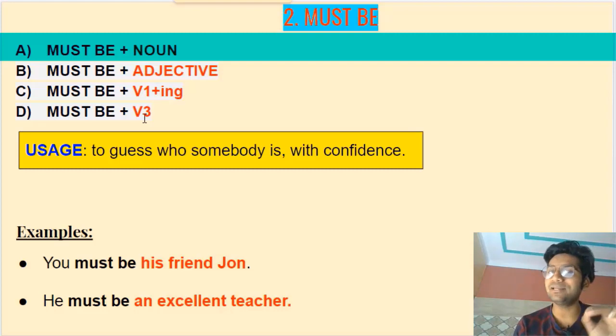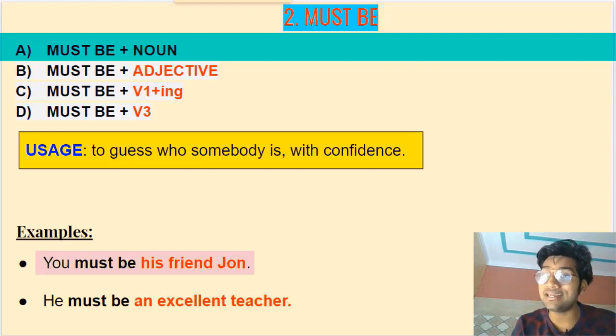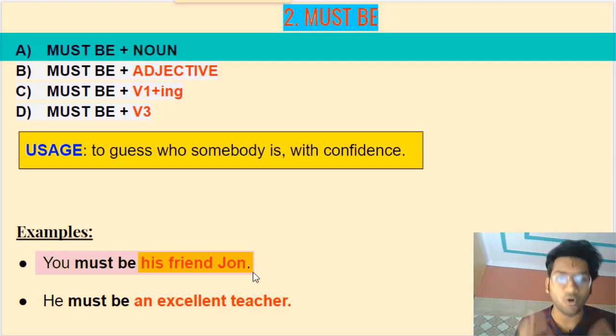We use must be plus a noun when we want to guess who somebody is. And when we do that, when we say somebody must be somebody, we're quite certain about it. We say it with confidence. Look at the examples. Example number one. You must be his friend John. We're using a noun phrase here. I am guessing who you are and I'm saying it with a lot of confidence. Obviously, I don't know who you are for a fact. I'm not 100% sure about it, but I'm guessing it with a lot of confidence. I'm quite certain about it.